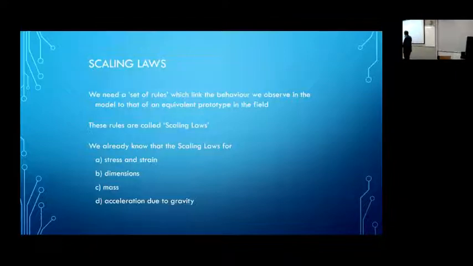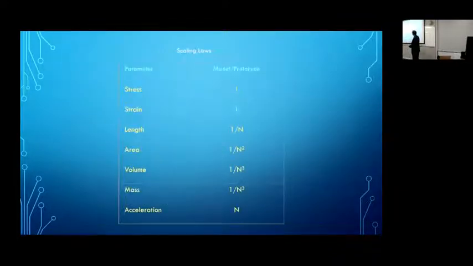For example, we call them scaling laws, but I already explained to you the scaling laws for stress and strain. The whole point is that we derived those and we said that's going to be 1. So whatever stress I have in my model, the same stress will be there at homologous points in the big prototype. We also know that the dimensions have to be scaled down by a factor of n, and the mass by n cubed, and so on, and acceleration by a factor of n. So if I put them in a list, these are all the scaling laws you already know. And it took me less than 10 minutes to explain that. So it's really easy to understand this.